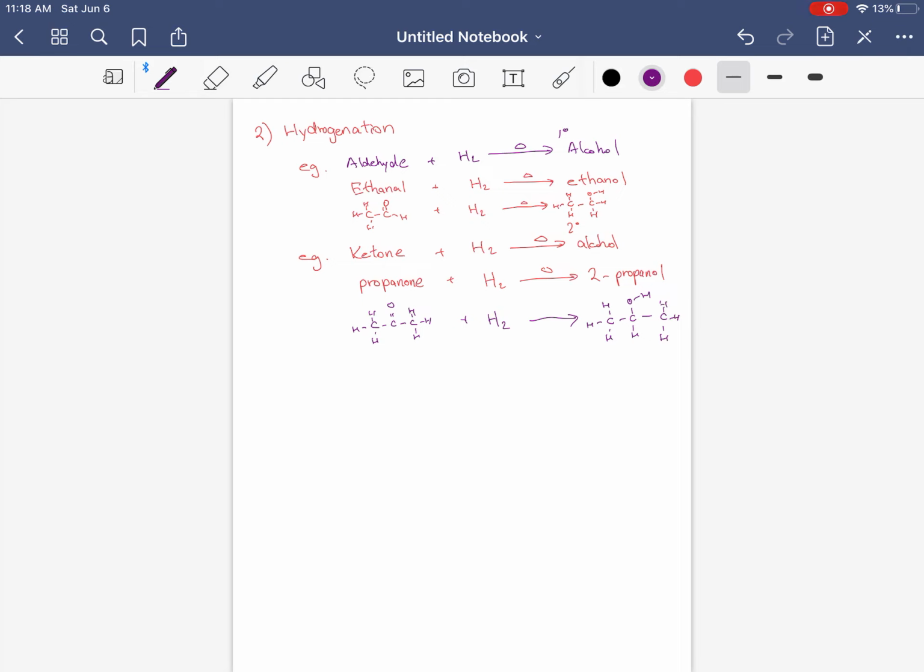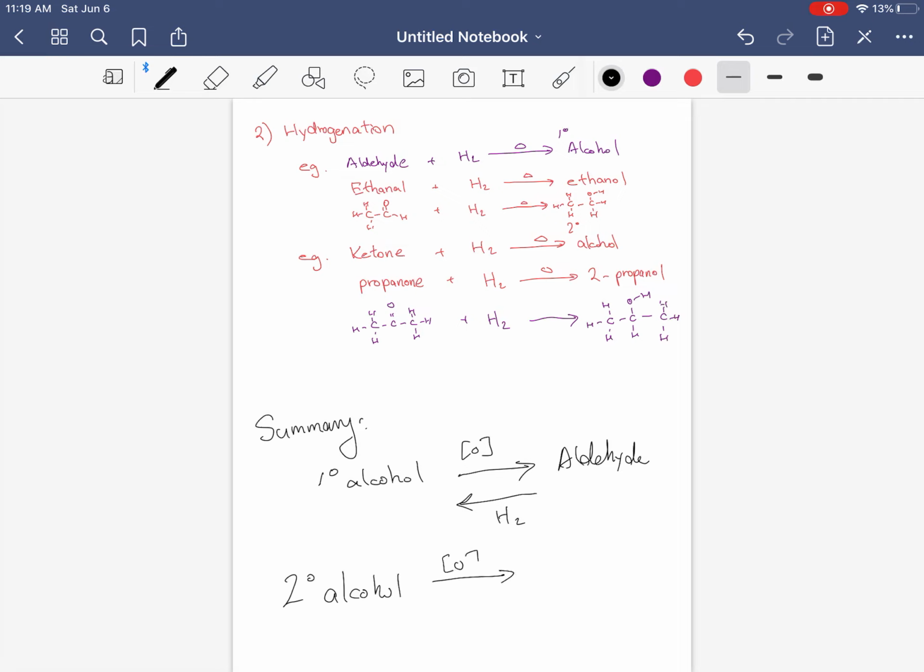So the summary here is very simple. Just write a little summary. Okay, that primary alcohol oxidizes to give you an aldehyde. Okay, and vice versa. And secondary alcohol will give you a ketone. And of course, vice versa. Okay. All right. Hopefully you guys are okay with this.